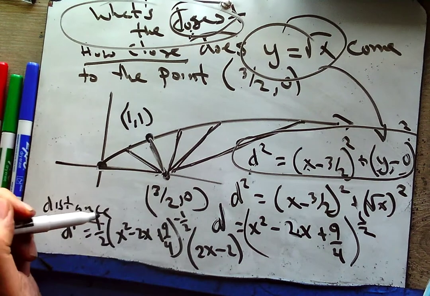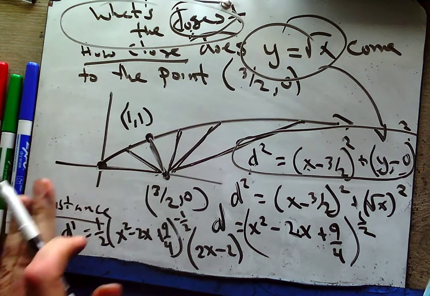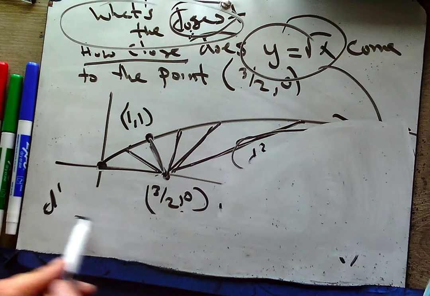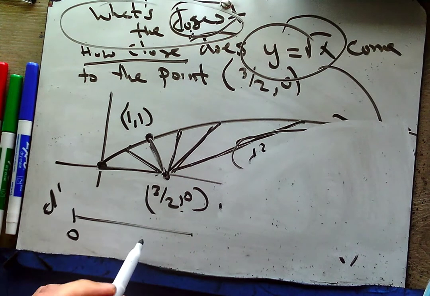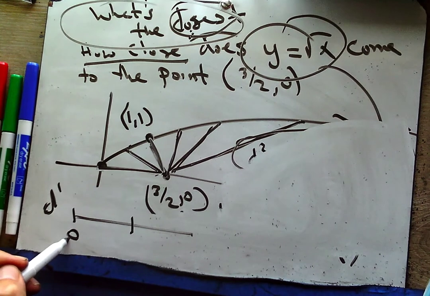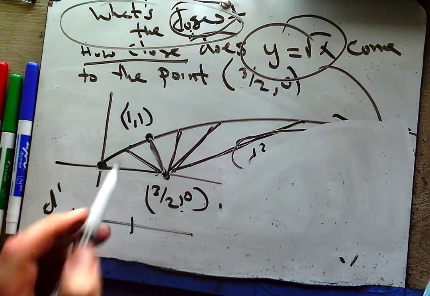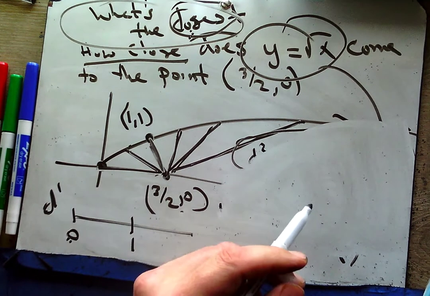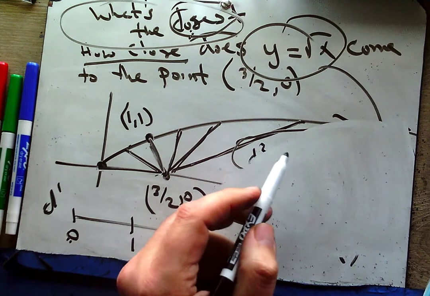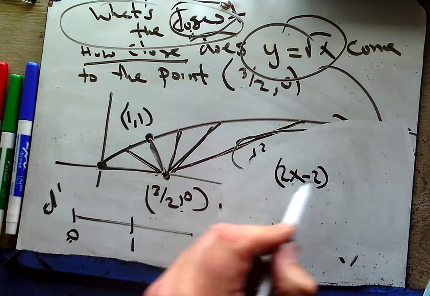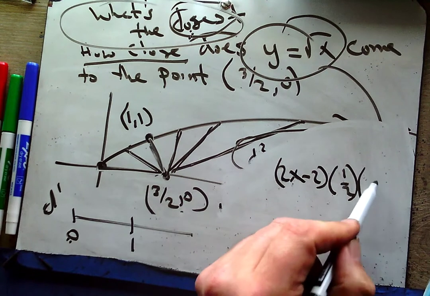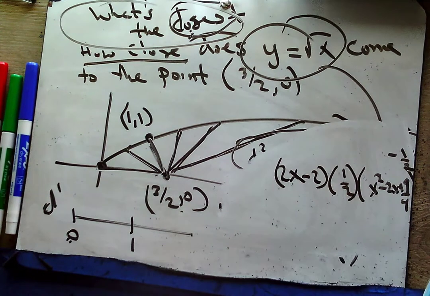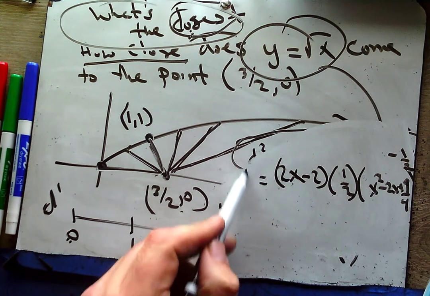This is the shortest distance. But I haven't shown that yet. I still need to provide evidence. So I've got a d prime sign chart. Of course, the x value is 0. And then we came up with 1. Oh, what was my d prime? Did I do a d prime? Yes, I did do a d prime. We had 2x minus 2 times 1/2 times that x squared minus 2x plus 9/4 raised to that negative 1/2. Okay, so there's my d prime.